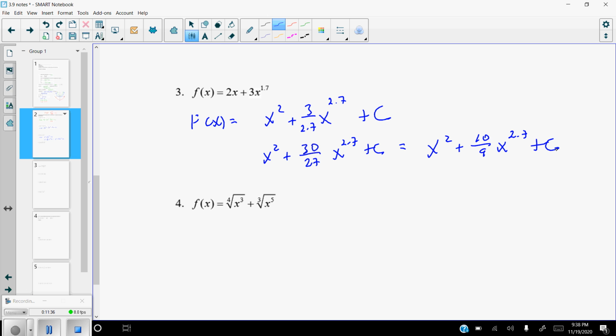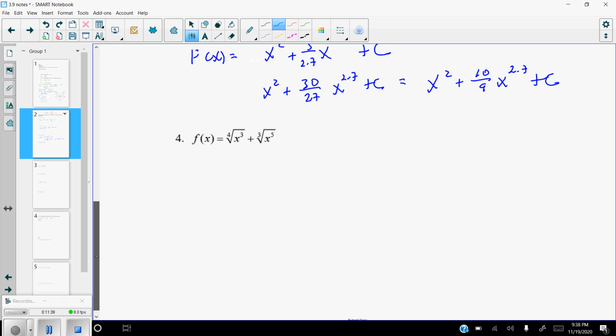Okay, number 4, you need to change these things into a power so that you can basically use the power rule for antiderivatives. So we're going to change these. So the 4th root of x cubed can be rewritten as x to the 3/4 power. And the cube root of x to the 5th can be written as x to the 5/3 power. Now I can take an antiderivative using power rule. So you are going to have to be good at adding and subtracting, again, 1 from fractions pretty quickly, I would say.